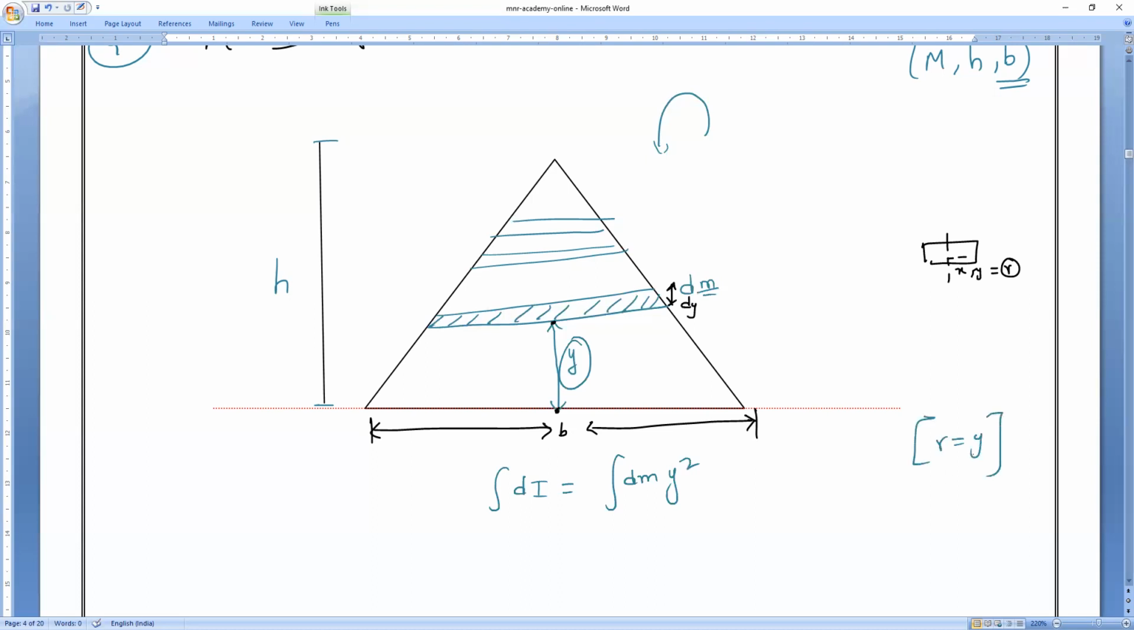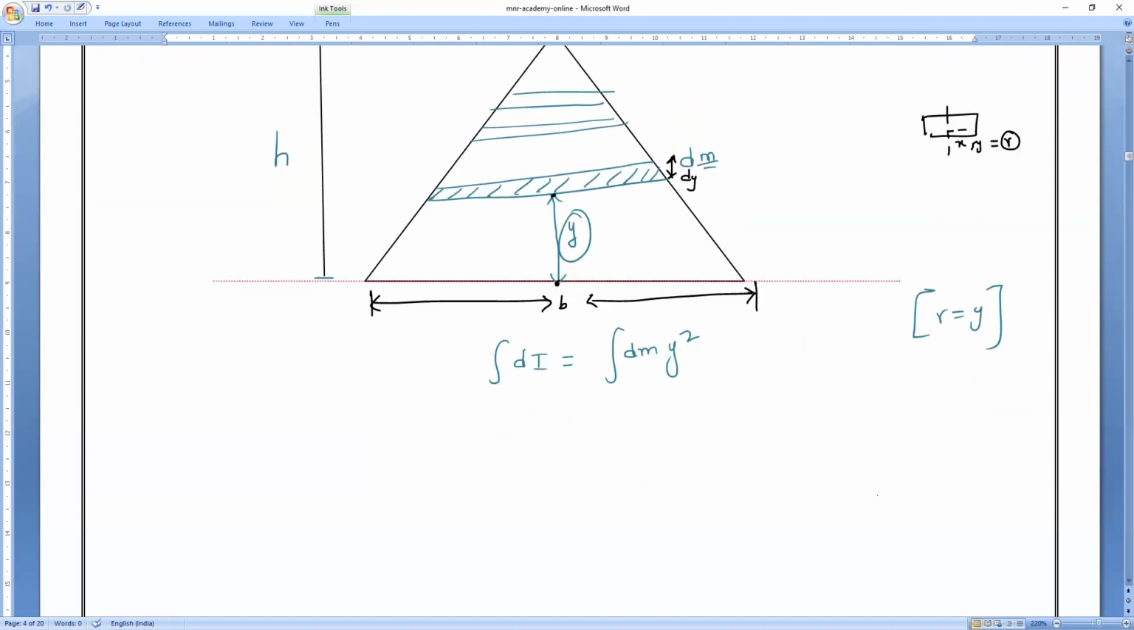Now we have to calculate dm. Let us see how to find it. So a particular part I have selected whose mass is dm. Let me draw that particular part here. The thickness I assumed as dy. And now the length: if I choose this particle, does the length remain constant or vary? That is my question.